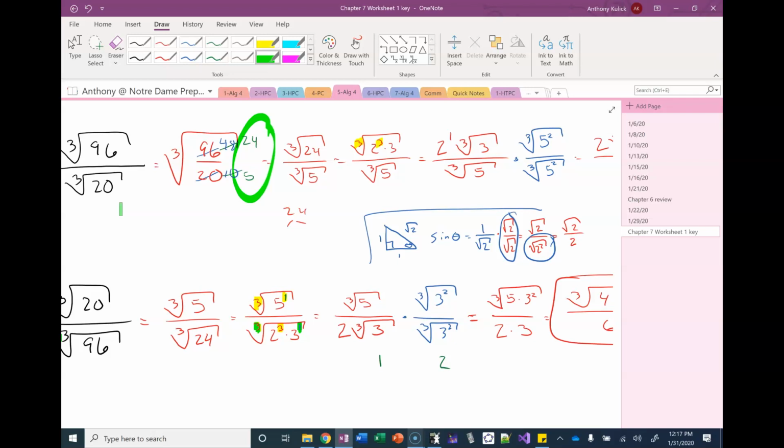24 and 10 are also both even. So I could do it again. I have 24 then, and 5. And there's no more things that divide both of them. So I was done. That's kind of just the way I thought about it. Does that feel okay? Yeah. That's okay. I'm glad you asked.